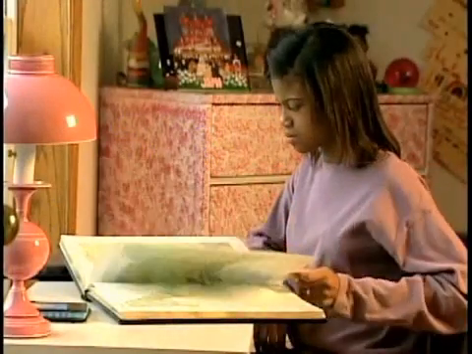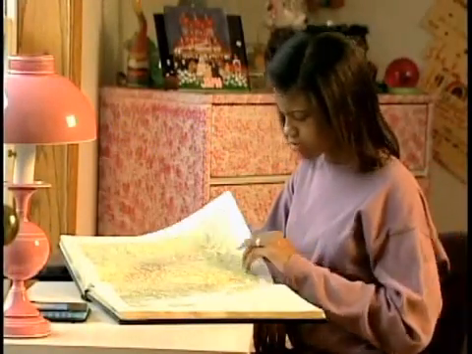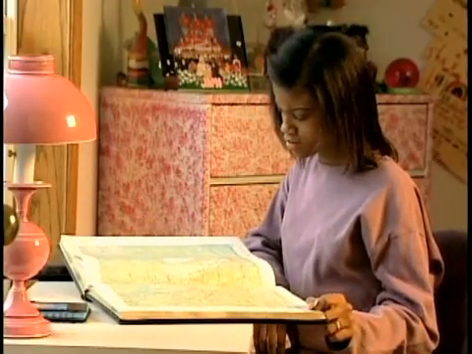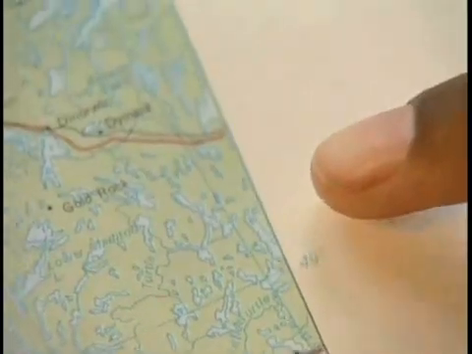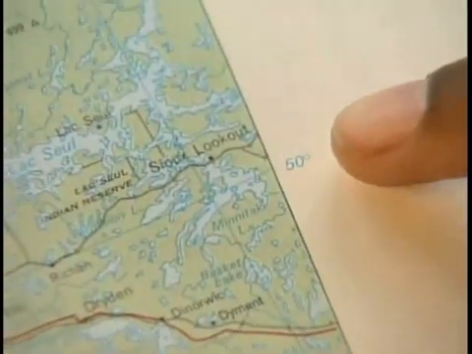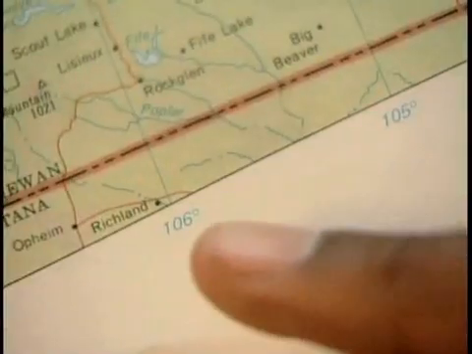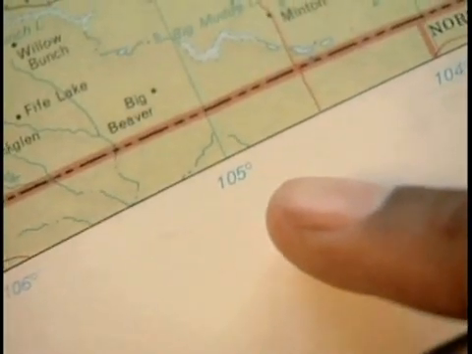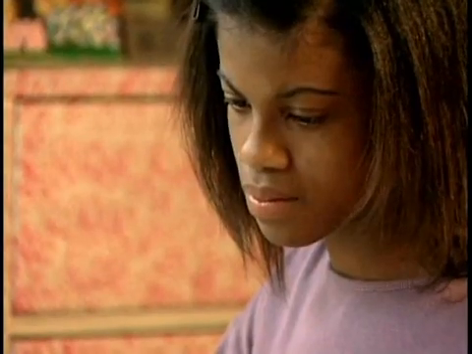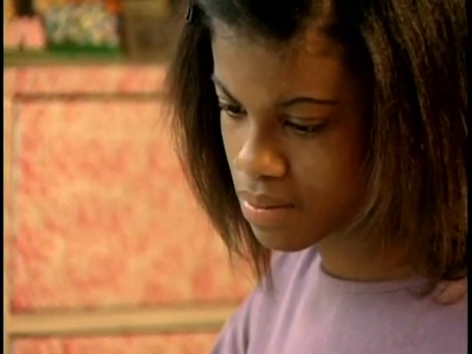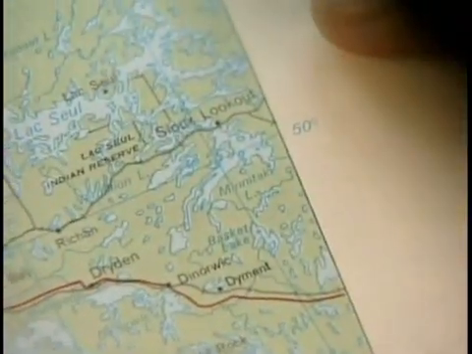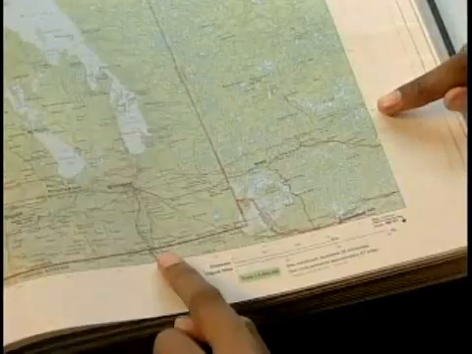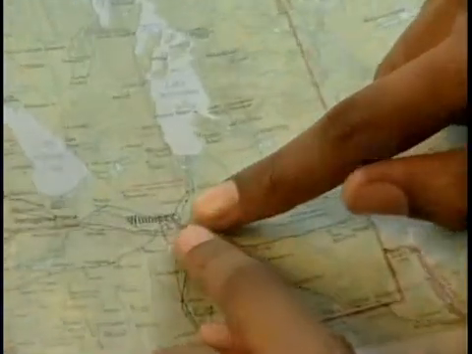Finding places on maps is somewhat similar to finding them on globes. In atlases, which are books of maps, parallels of latitude numbers are found at the right and left edges of the map, and longitude or meridian numbers are found at the bottom and top. If you knew that Winnipeg, Canada was located at about 50 degrees northern latitude and at about 97 degrees western longitude, you could easily find it on a map.